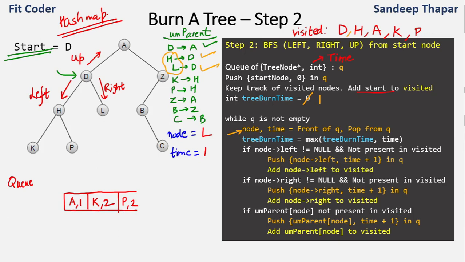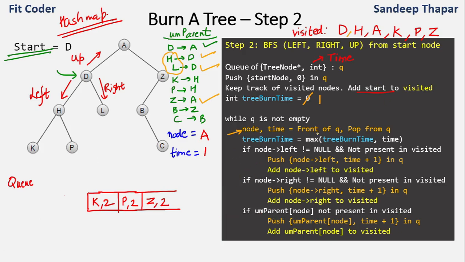In the next step, we check the front of the queue, which is A, 1. Tree burn time is the maximum of 1, 1. We check left of A, which is D, but D is already visited, so this if condition is false. We check right of A, which is Z. So now we push Z, 2 in the queue, and we add Z to visited. Then we check parent of Z. So parent of Z is A, but A is already visited, so this if condition is false.